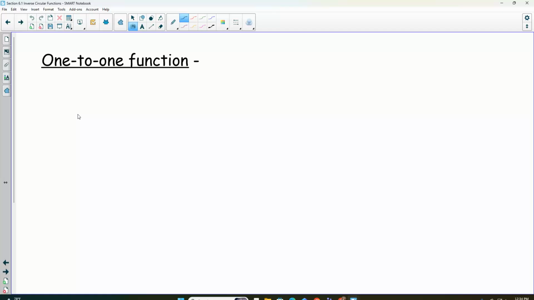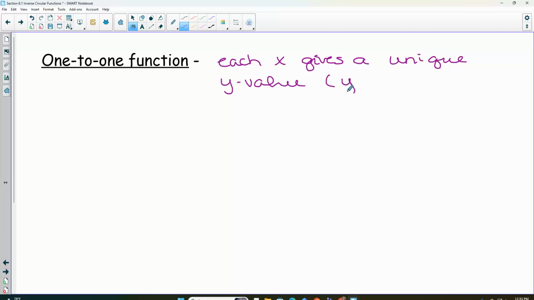So remember, for functions, x doesn't repeat, and it passes the vertical line test. When we talked about inverses, we talked about one-to-one. It had to pass the horizontal line test. Y doesn't repeat. So in that, each x gives a unique y value. In simple terms, if it's one-to-one, y doesn't repeat.